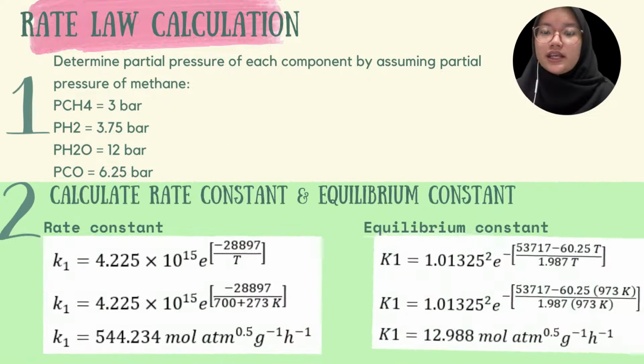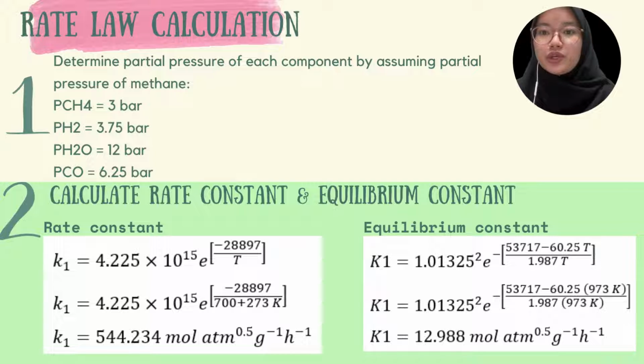For the rate law calculation, the first step is to determine the partial pressure of each component by assuming the partial pressure of methane. Here, we assume the partial pressure of methane as 3 bar and the partial pressures of the other components are then calculated using the relation based on reference. And the values of partial pressure calculated are shown here. Next, we calculate the rate constant and equilibrium constant based on the formula we obtained from the references.